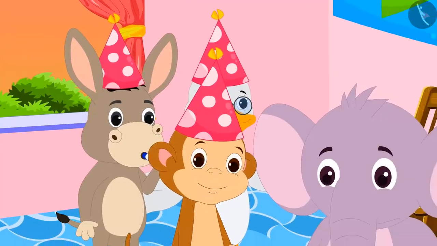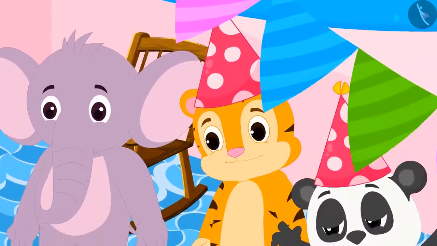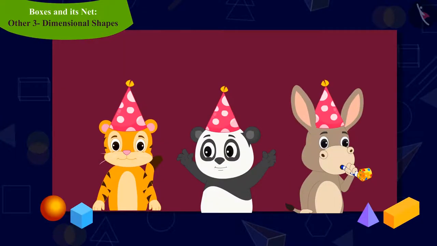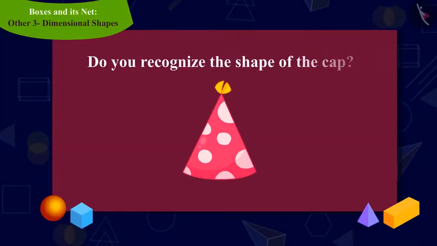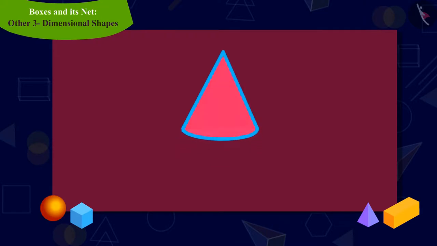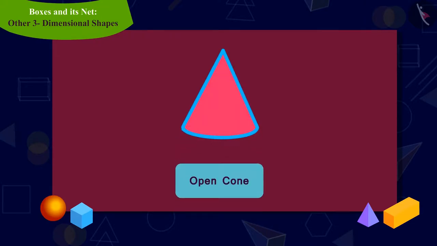Chanda now saw everyone in the party wearing a hat of this shape. She's wondering, what shape is this? And what will the shape of its net look like? Do you recognize the shape of the cap? This is an open cone.